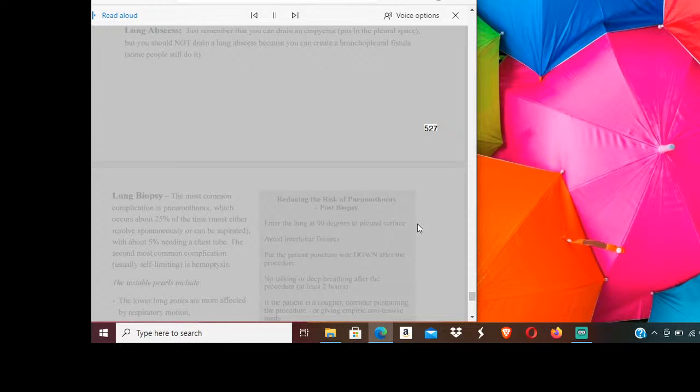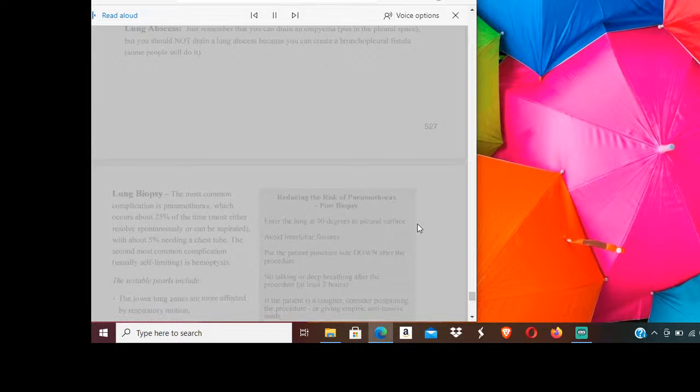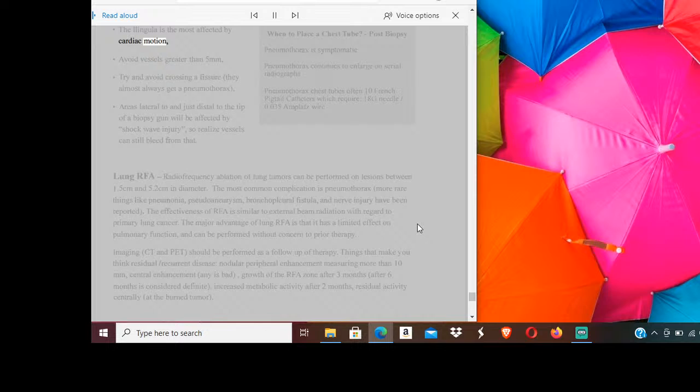527. Lung biopsy. The most common complication is pneumothorax, which occurs about 25% of the time. Most either resolve spontaneously or can be aspirated, with about 5% needing a chest tube. The second most common complication, usually self-limiting, is hemoptysis. The testable pearls include: the lower lung zones are more affected by respiratory motion. The lingula is the most affected by cardiac motion.